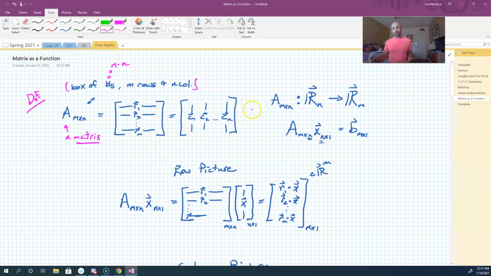Now, the reason that a box of numbers is interesting to us is that we can think about it as a function. So an M by N matrix maps N-vectors into M-vectors. So the domain, and we're going to have some conversations about domains and ranges, but for right now, let's just remember that the domain is the set of available inputs. So that's R^N. And then we have a range of R^M.